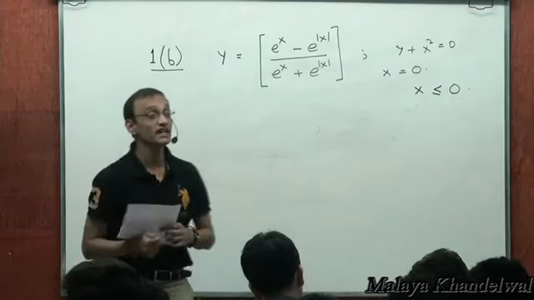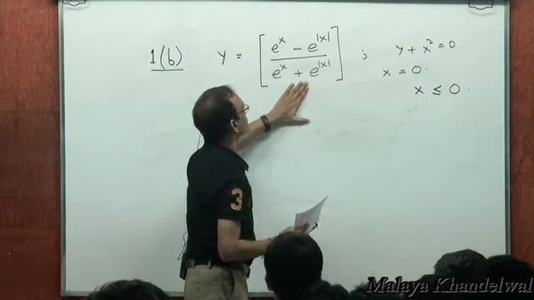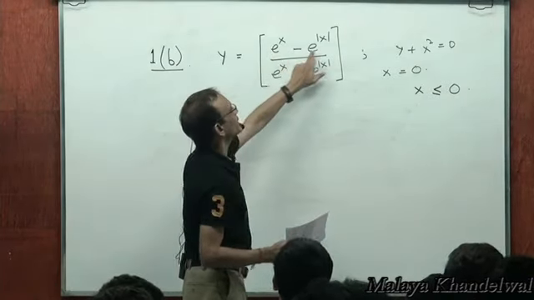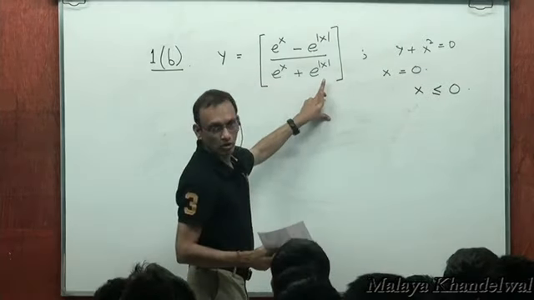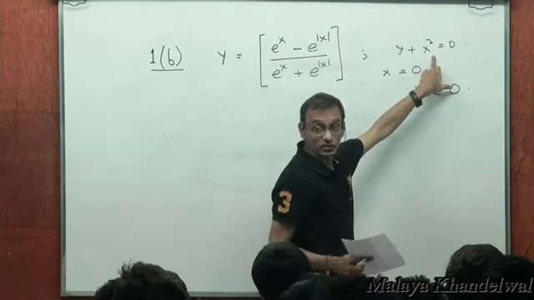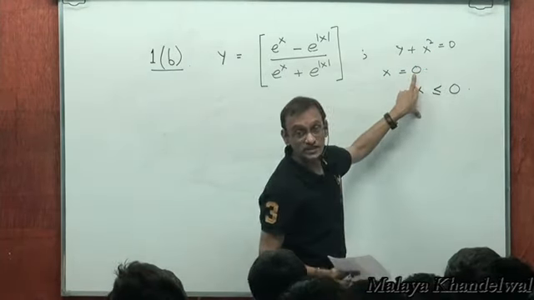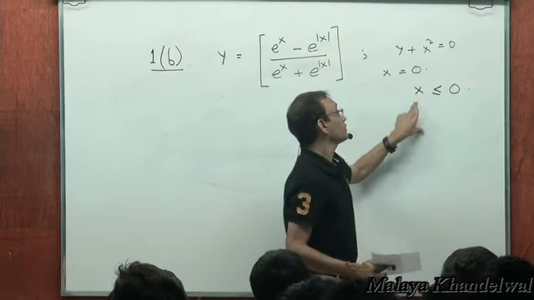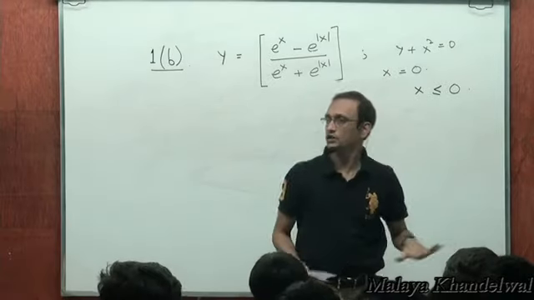For the region x less than or equal to 0, find the area bounded by this curve, which is y equal to box of (e power x minus e power mod x) divided by (e power x plus e power mod x), the parabola y equal to minus x squared, and the y-axis, which is x equal to 0, only for x less than or equal to 0. Clear?